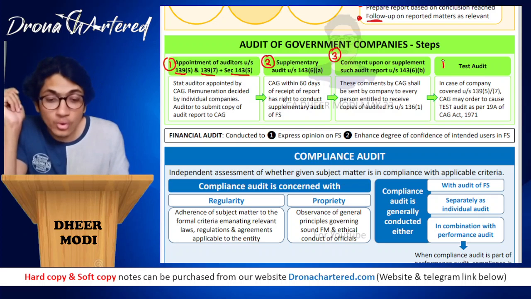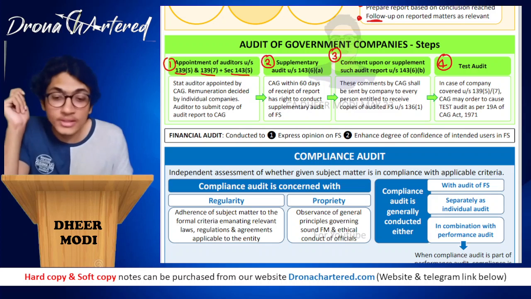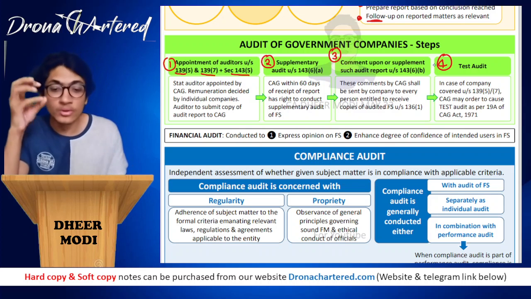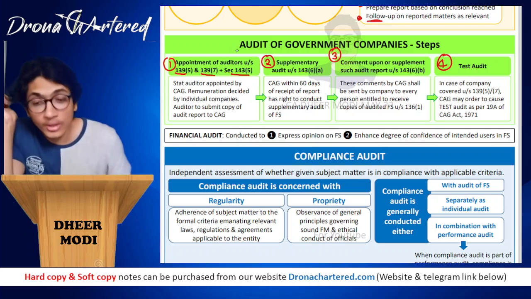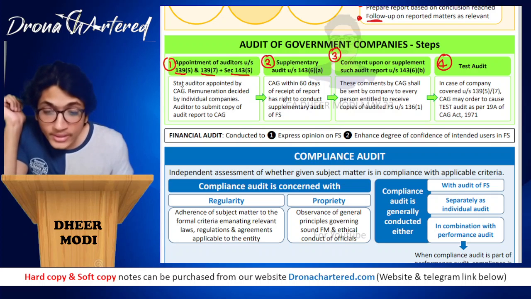And fourth is your test audit. If you remember, these words are very familiar to us because now we've done test audit, comment on supplementary report, etc. So statutory auditor appointed by CAG. Remuneration decided by individual companies and auditor to submit copy of audit report to CAG.